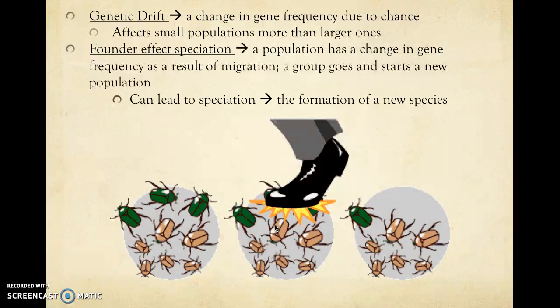And then the last one is founder effect speciation. Basically, a population has a change in gene frequency because of migration. So a group of individuals starts a new population.